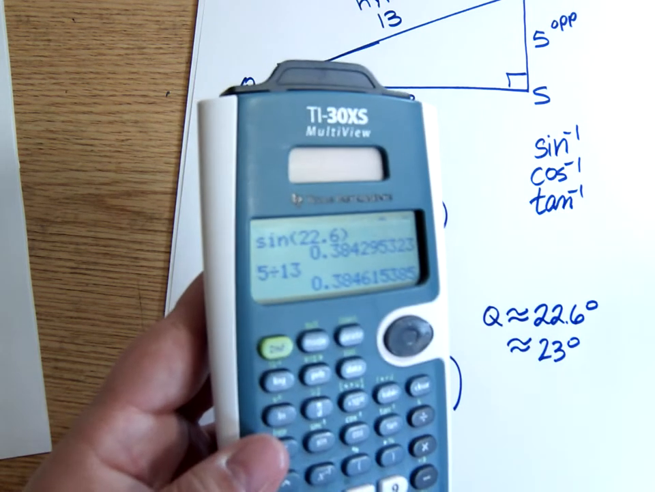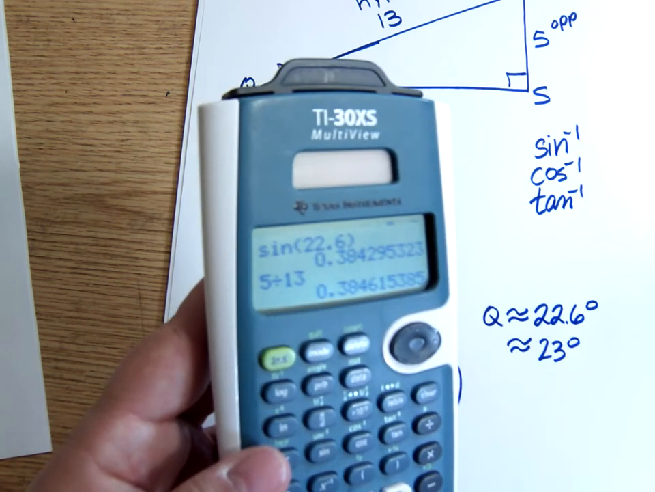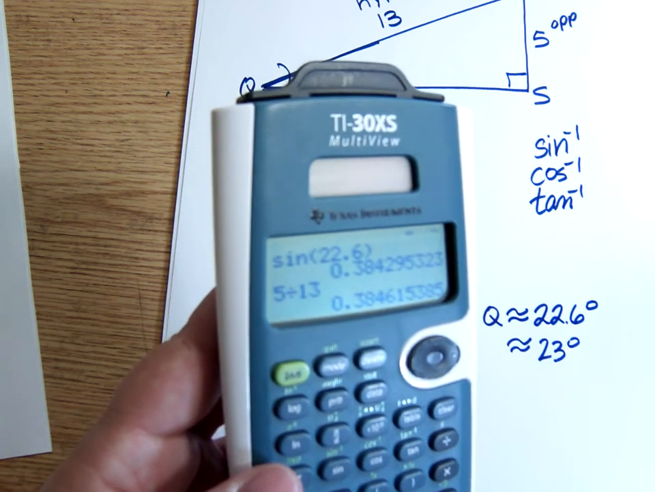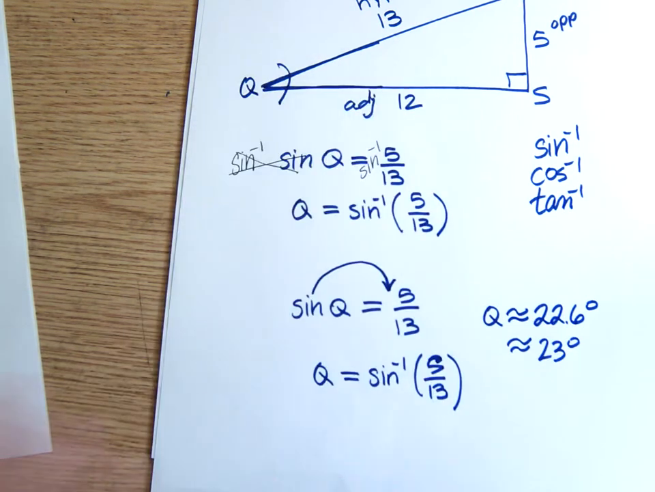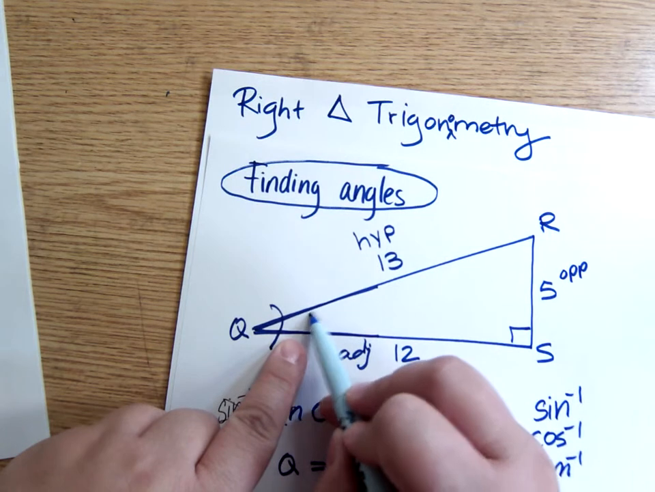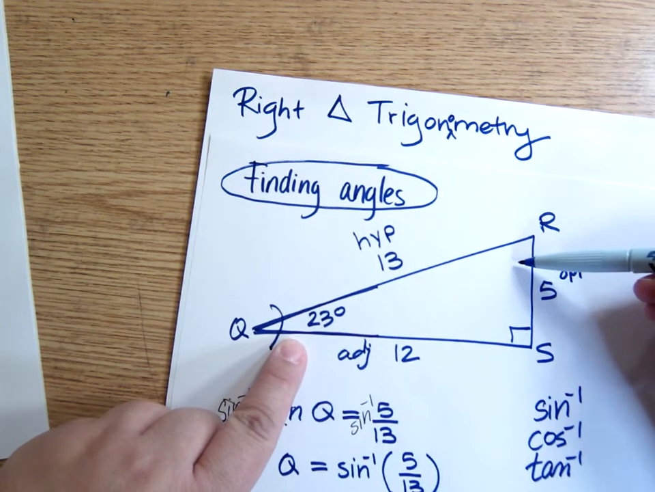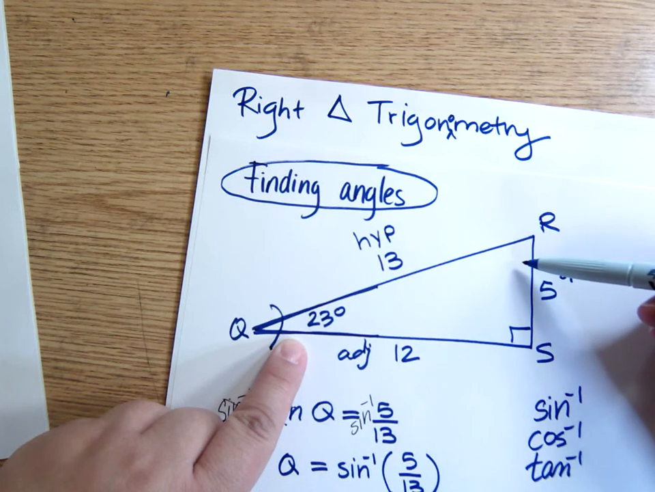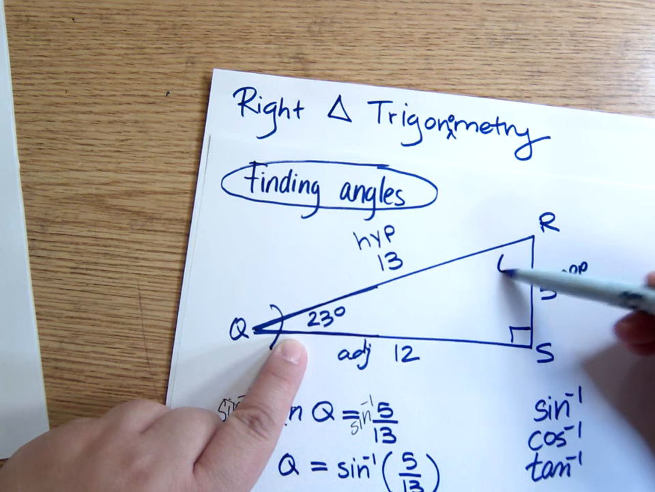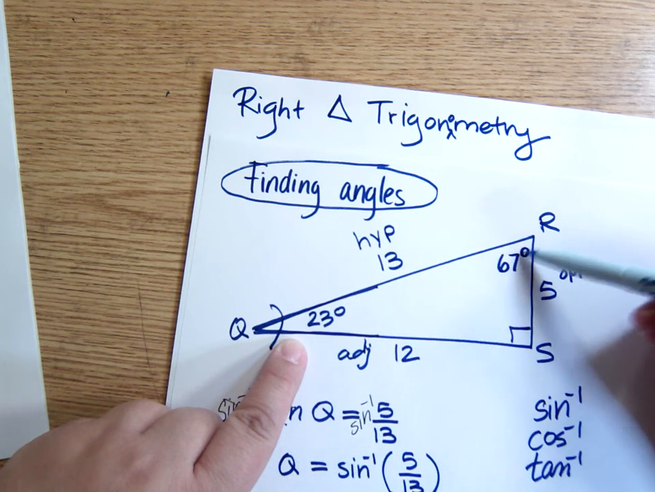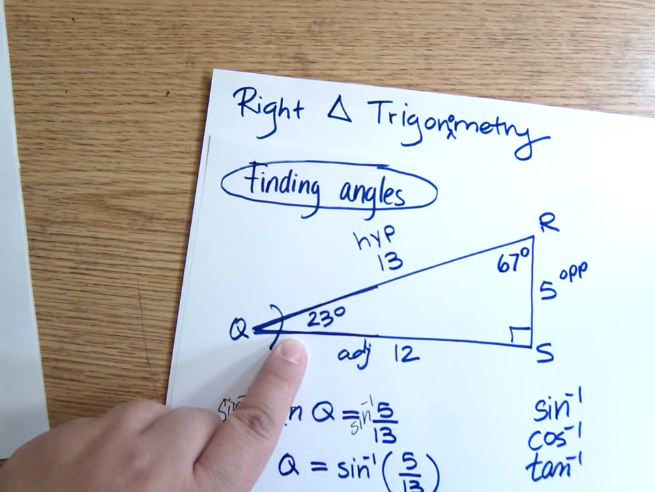There's a little bit of rounding involved, so it's not going to be exactly the same, because I rounded to get to 22.6. Now if this is 23 degrees, how can I find this angle? Subtract 90 minus 23, and you get 67. Once you've found one angle, the other one is just 90 minus that one.